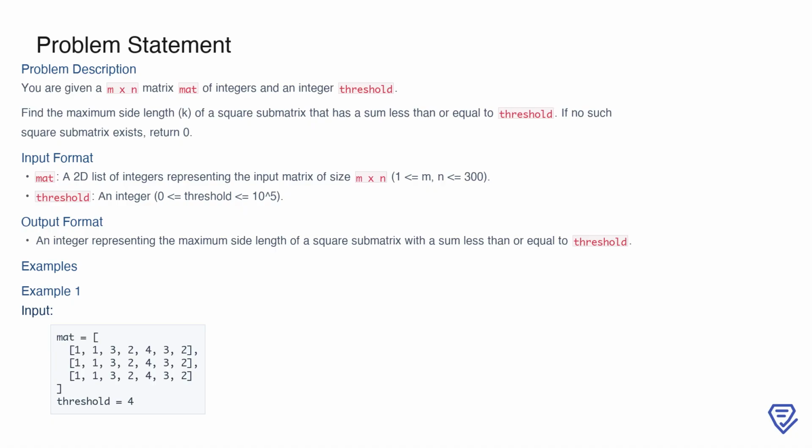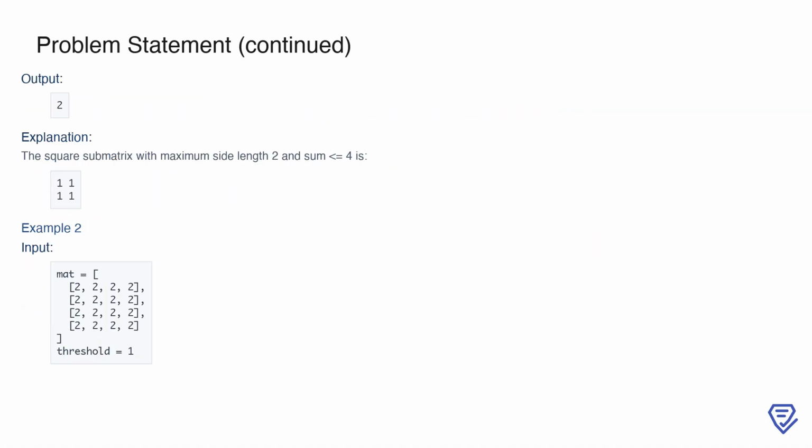For example, if the matrix has dimensions 3 by 7 and the threshold is 4, we need to locate the largest square submatrix where all elements together sum to 4 or less. For the first example, the input matrix is provided as a 3 by 7 grid, and the threshold is 4. The output for this example is 2.